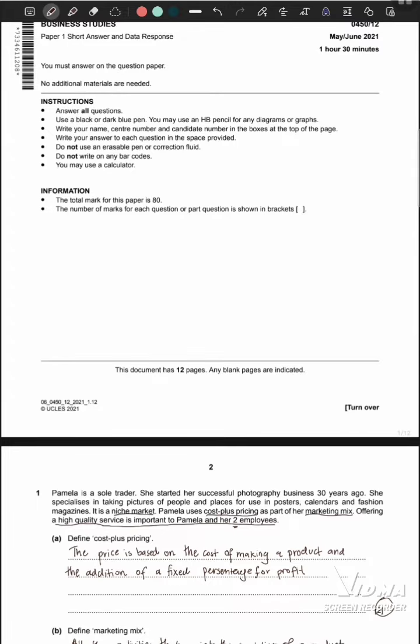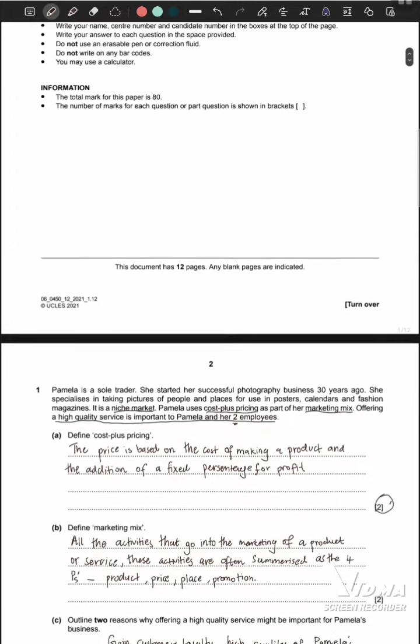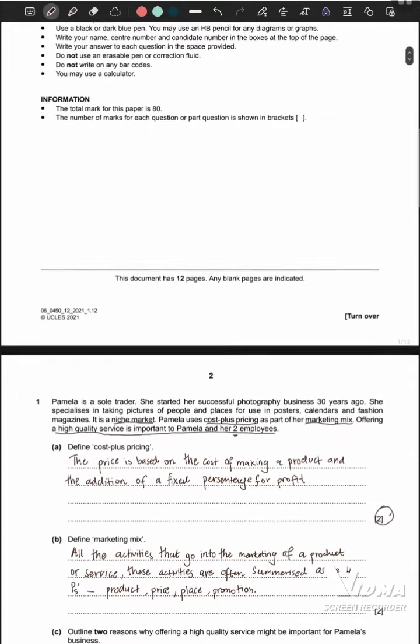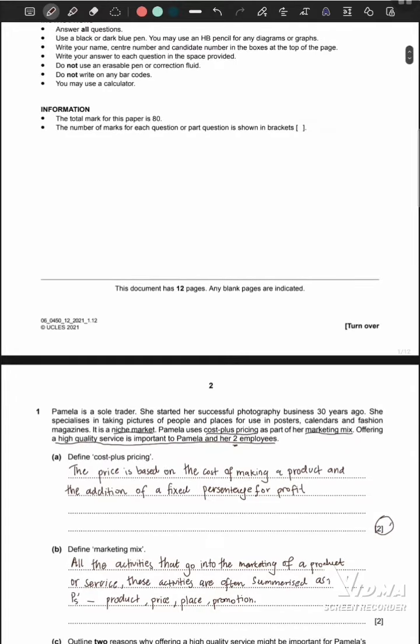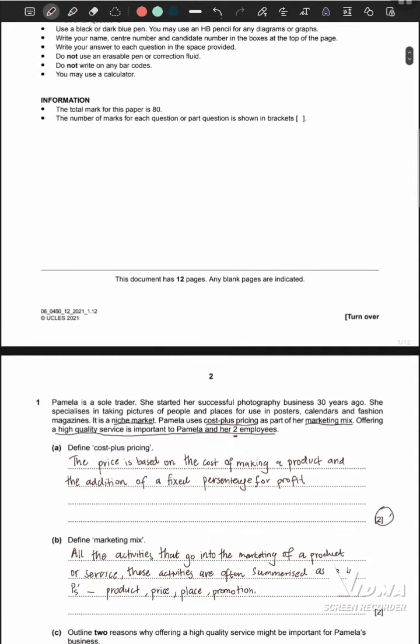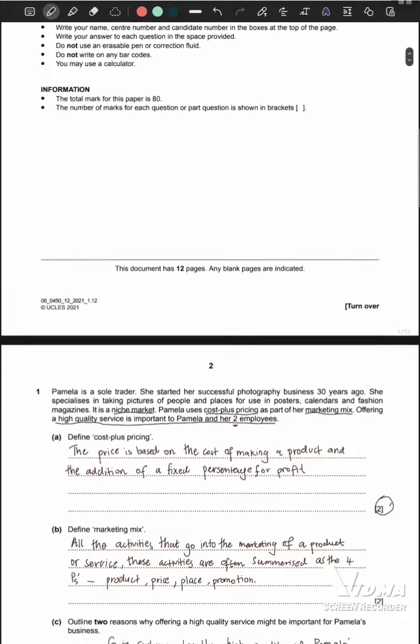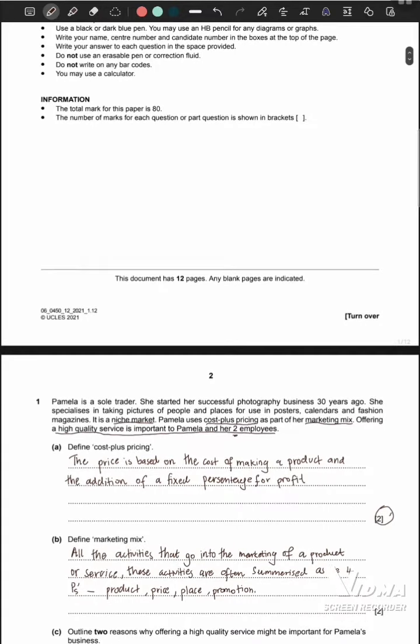Alright, so our next question is define marketing mix. Now, marketing mix is a very important chapter under the marketing section in your textbook. So you should know this by heart, just like your factors of production, because it usually comes up in all of the questions and it's related to mostly everything.